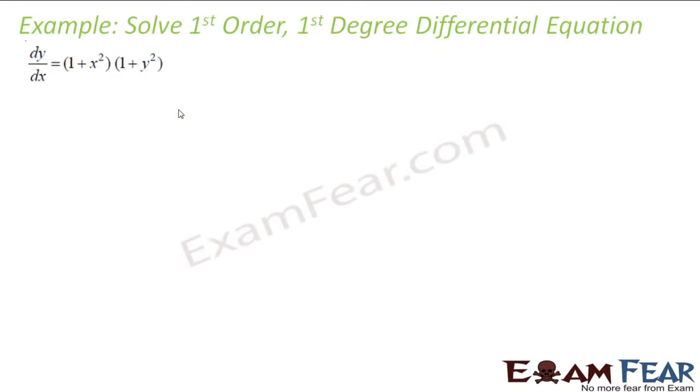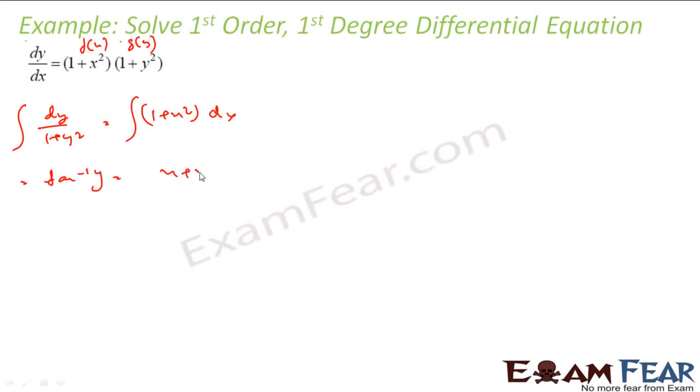Let's take one example. dy by dx is equal to 1 plus x square into 1 by y square. Very simple question, because if you see, this is f(x) and this is g(y), already given in this form. So I can say that y square dy is equal to 1 plus x square dx. Just integrate both sides. So this becomes y cubed by 3 is equal to x plus x cubed by 3 plus c, and that is my answer.